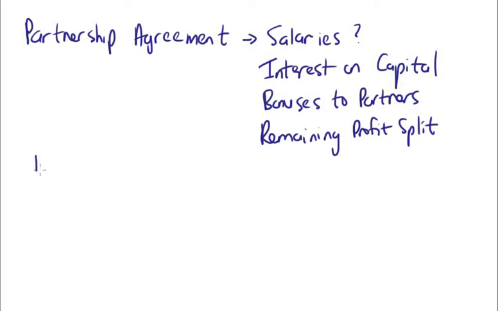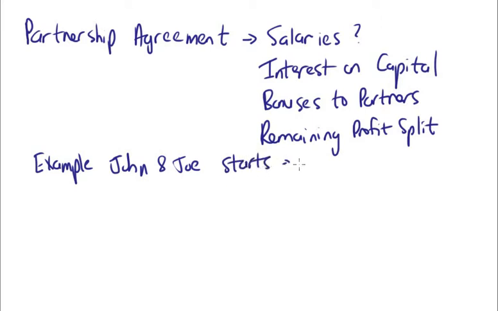So for example, you could have John and Joe start a partnership called J&J Traders. Yeah, let's call it J&J Traders. And they decide that they're going to buy and sell a product.